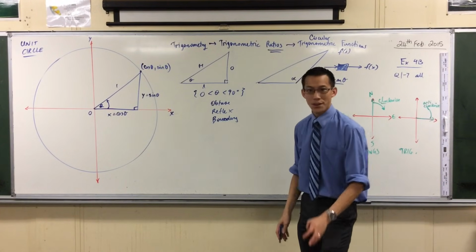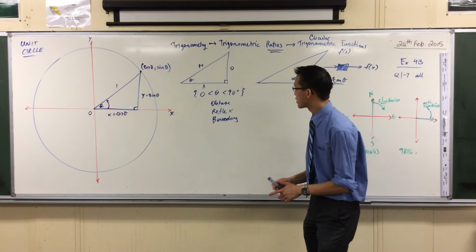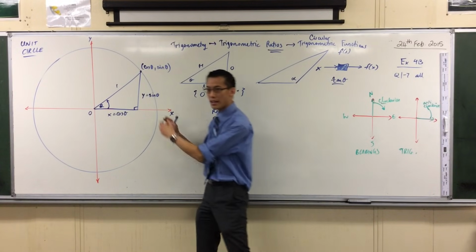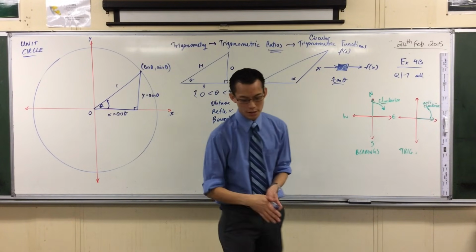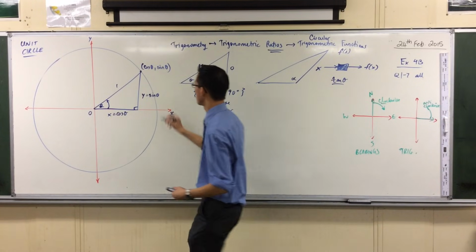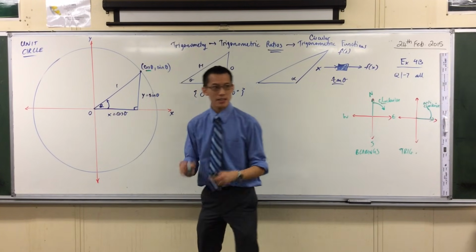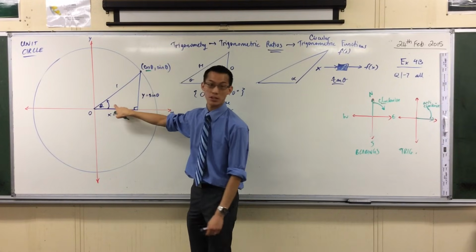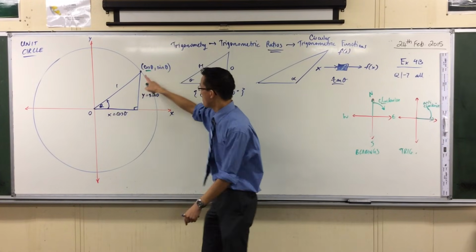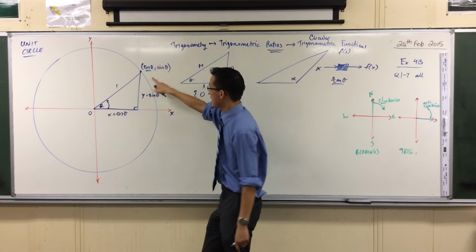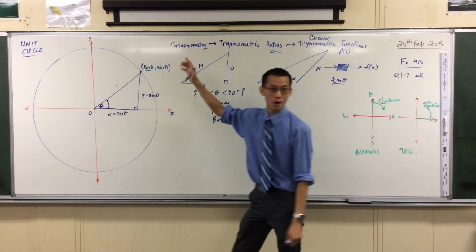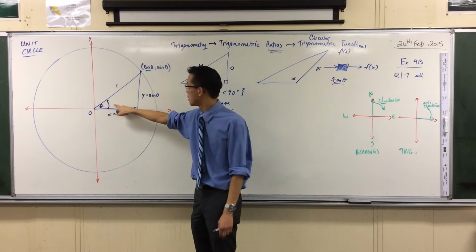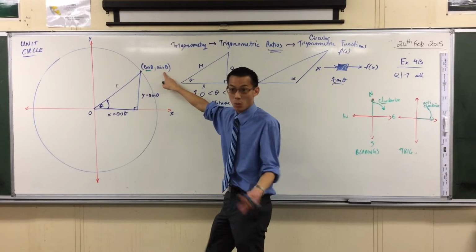Okay. So what have we done? We have taken this idea about right angled triangles, and we've applied it to the circle, and then we've noted this interesting relationship. That cos is the x coordinate of the point on the unit circle corresponding to this angle. Let me say that again. The cosine of theta is the x coordinate of the point on the unit circle that corresponds to that angle, and the sine of theta is the y value.